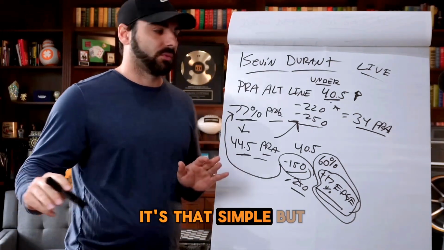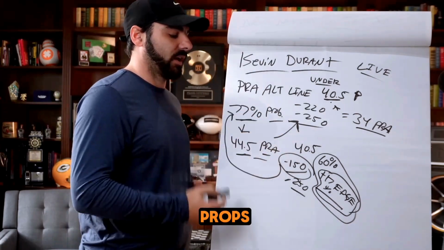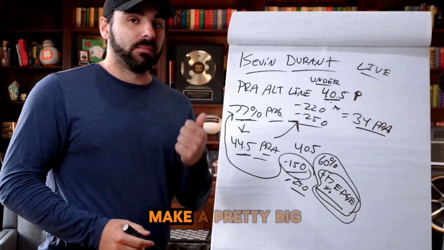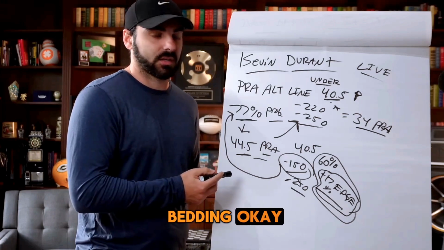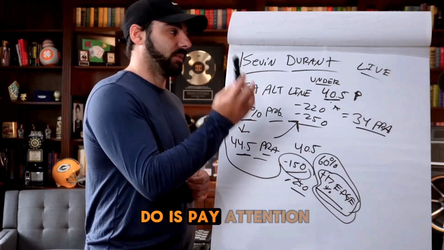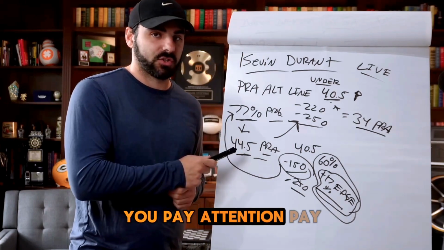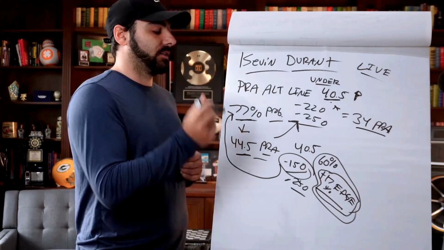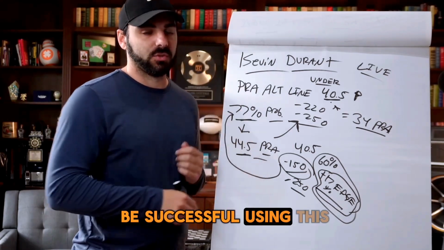Okay, it's that simple. But like I said, this is a live strategy for player props that can ensure you make a pretty good margin on your betting. All you have to do is pay attention and understand the game. If you understand the game, you pay attention to the lines, you stay disciplined, you don't get crazy, guess what? You will be successful using this strategy.